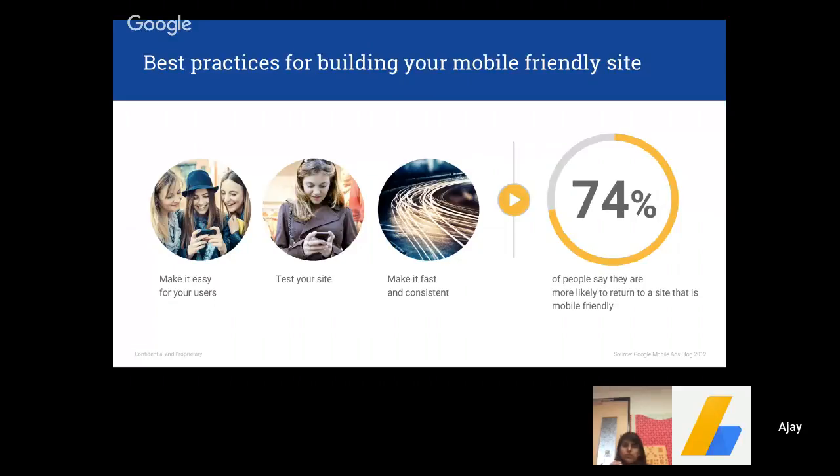So best practices for building your mobile friendly site, as you can see: make it easy for users, test your site, make it fast and consistent. We cannot emphasize enough how important page speed is. Page speed equals money. 74% of people say that they're more likely to return to a site that is mobile friendly. So if you don't have a mobile friendly site, I think that this should be something that you do today, because there is no more time for unfriendly mobile sites. You have to have a mobile site. Our partners will talk to you more about the AMP and PWA stuff later on in the session as well. Please make sure that you make the most out of that.